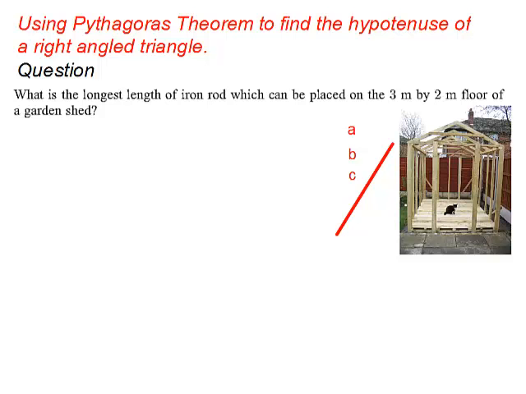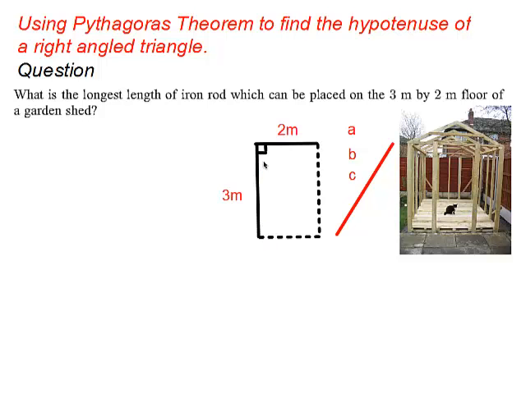So here's the easiest type of problem using Pythagoras' theorem, where we need to find the hypotenuse. Here's an example. What's the longest length of an iron rod which can be placed on a 3 metre by 2 metre floor in a garden shed? So if it's going to be on the floor, the longest rod we're going to have is the one which goes diagonally. So the first thing we should do is draw a diagram.